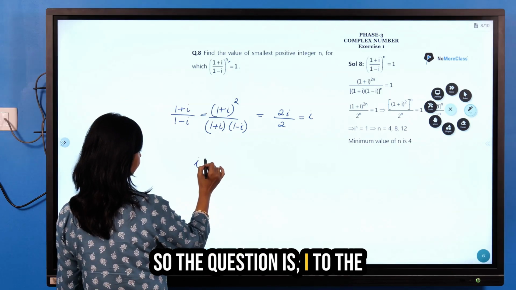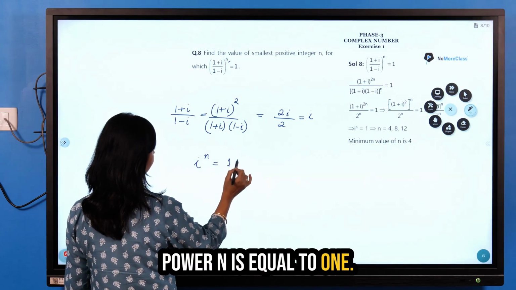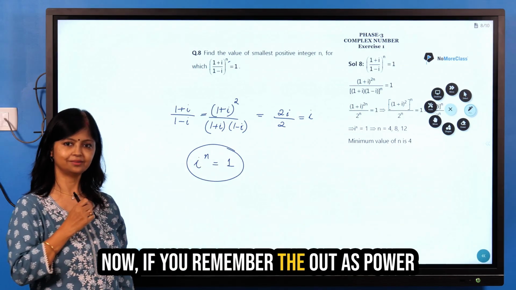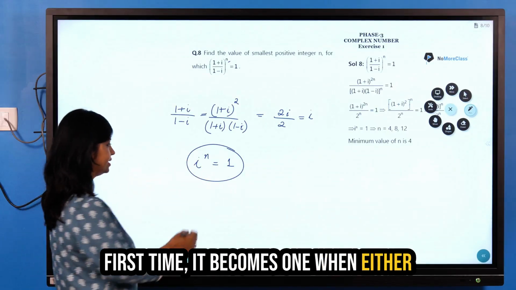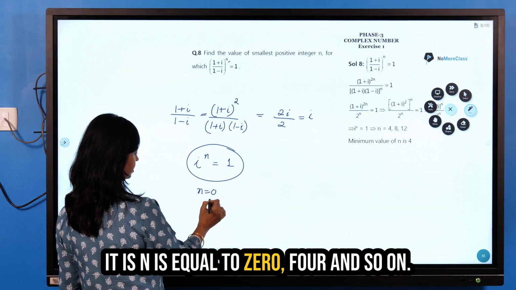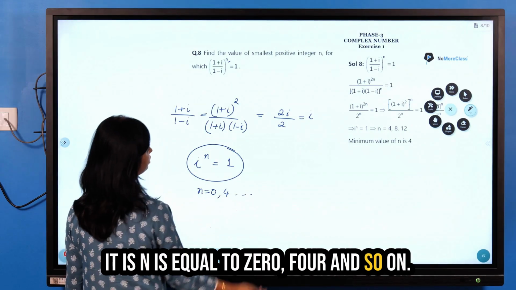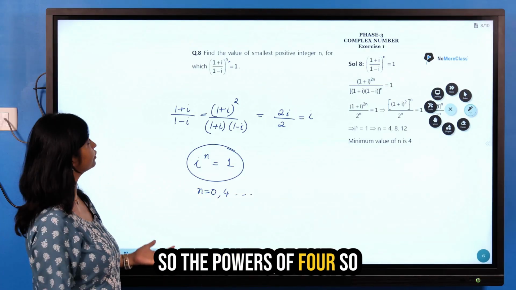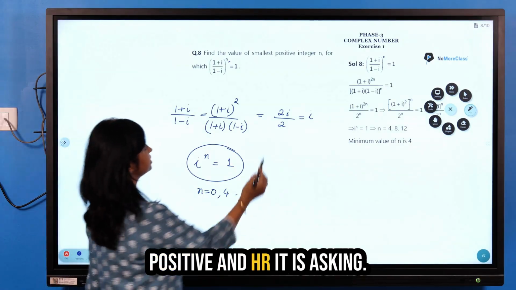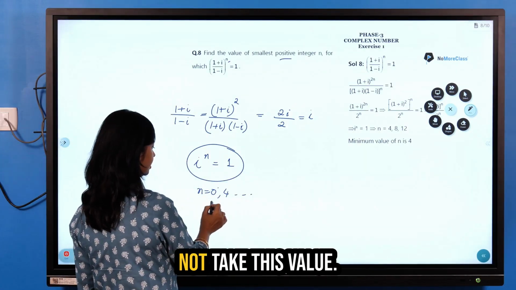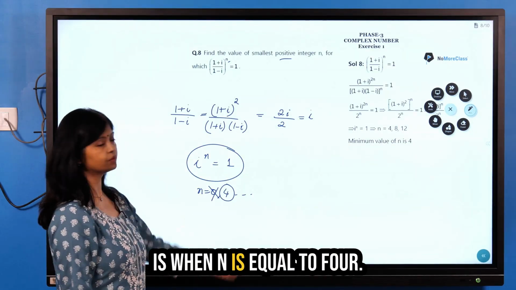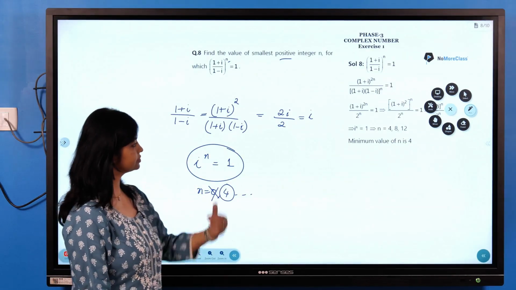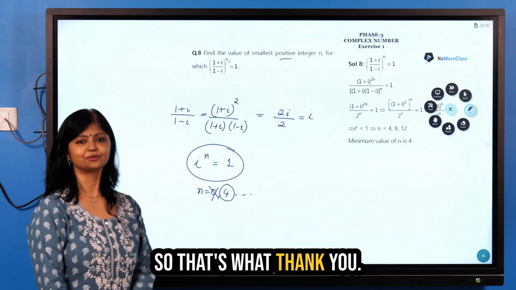So the question is i to the power n is equal to 1. Now, if we remember the powers of i, it becomes 1 when n is equal to 0, 4, and so on. So the powers of 4. So positive integer it is asking, so that means we will not take this value. So first time it becomes 1 is when n is equal to 4. So that's what. Thank you.